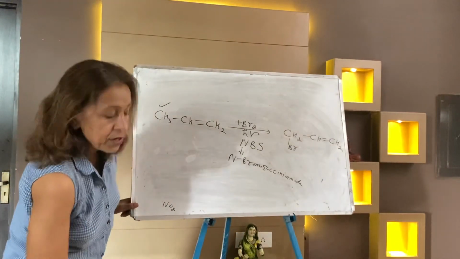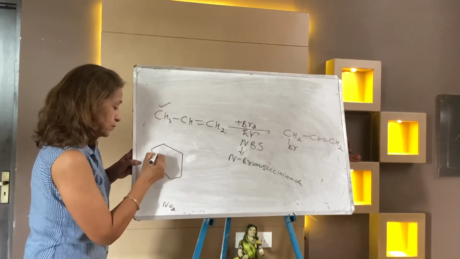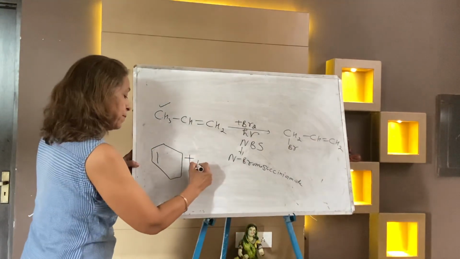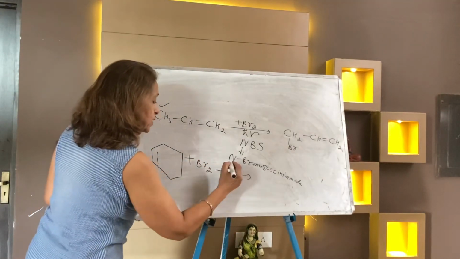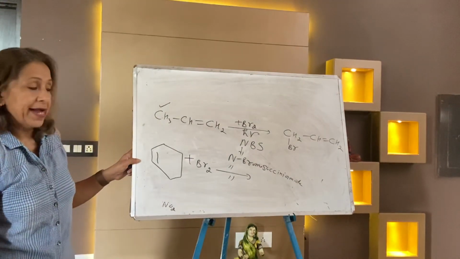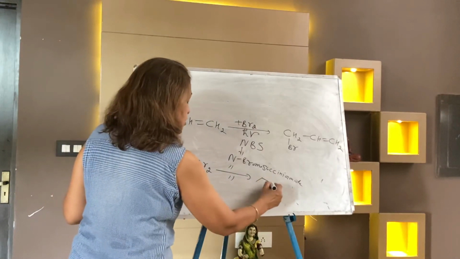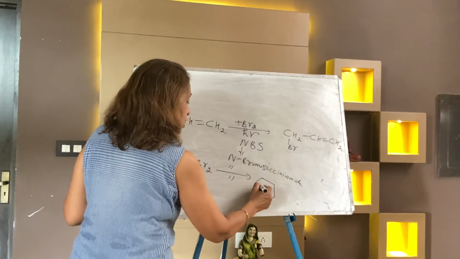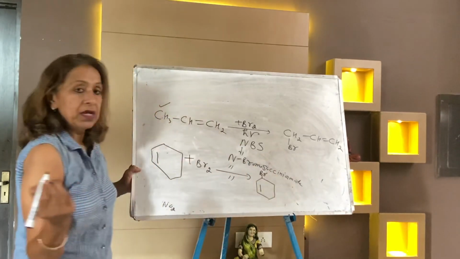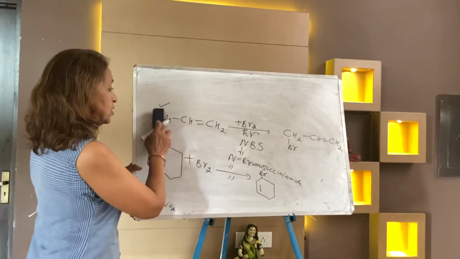So I am taking one more example. This is cyclohexene. Cyclohexene double bond, and again the same, bromine in the presence of sunlight and even NBS. The substitution takes place at the allylic position, and allylic is this much. The answer is this, with the halogen attached. So this is a free radical substitution reaction.